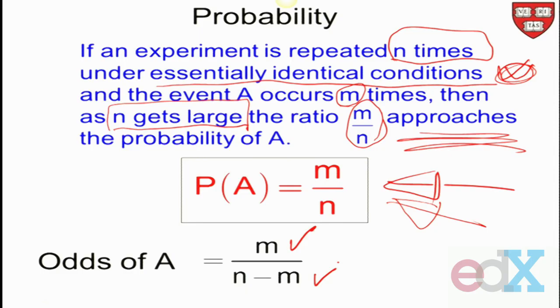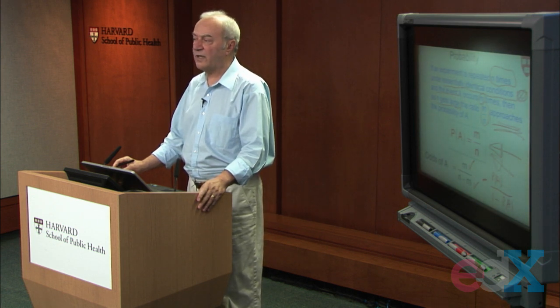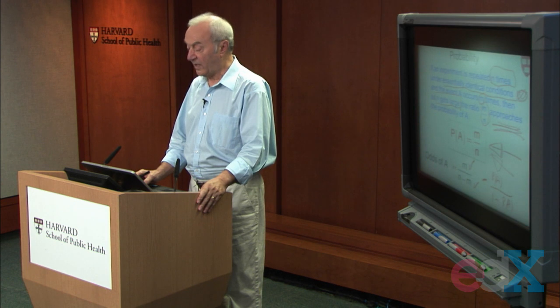It's trivial. There it is on the screen. The odds is just the P of A over 1 minus P of A. So if you've got the one, you can solve for the other. Okay, so it's not like one is different from the other. We'll come back to odds later. Let's turn our attention back to probability.